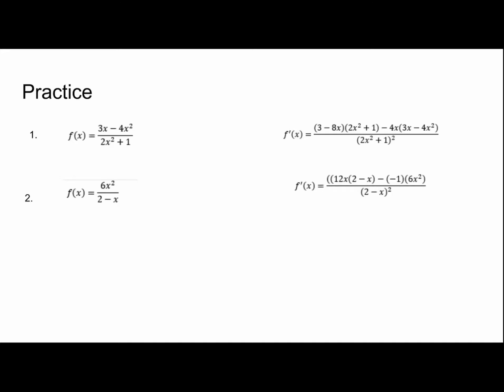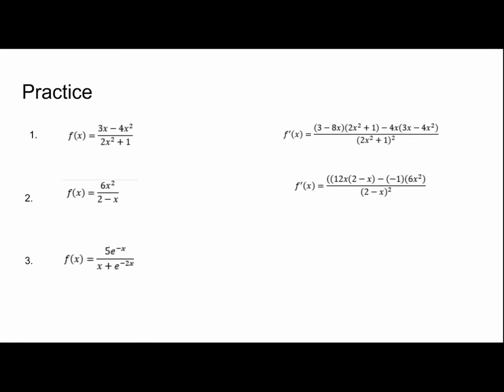So the first part of the equation is actually the derivative of our numerator times the non-derivative of our denominator. So that's 12x, the derivative of 6x squared, times 2 minus x. And we're going to minus the derivative of the denominator times the non-derivative of the numerator. So the derivative of 2 minus x is negative 1. So minus negative 1 times 6x squared becomes plus 6x squared, over the denominator squared, which is 2 minus x squared.